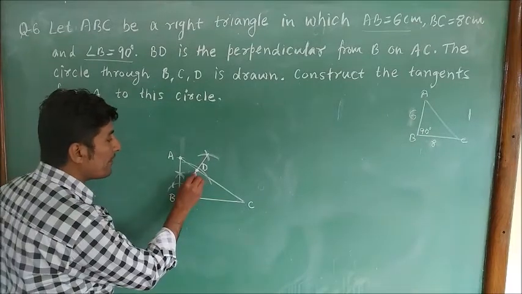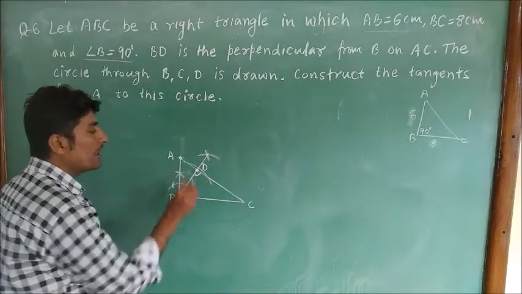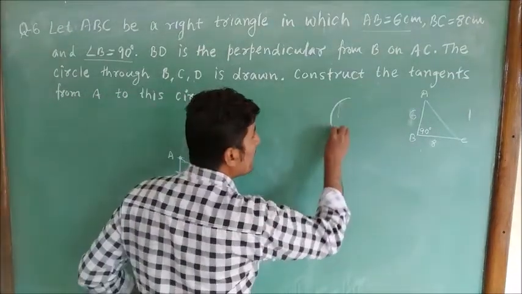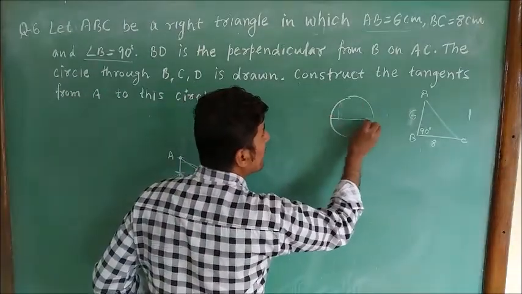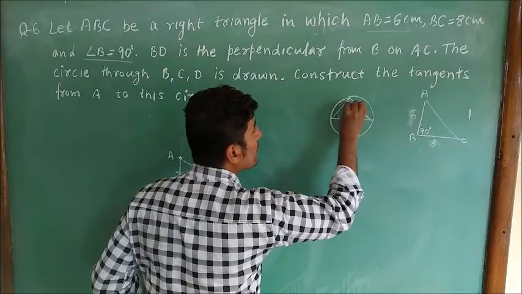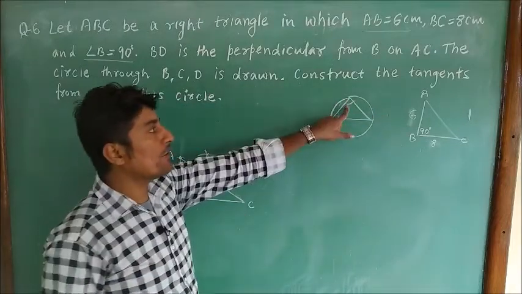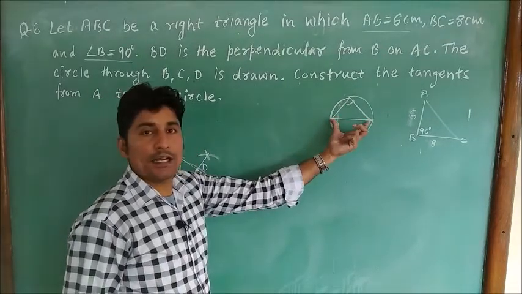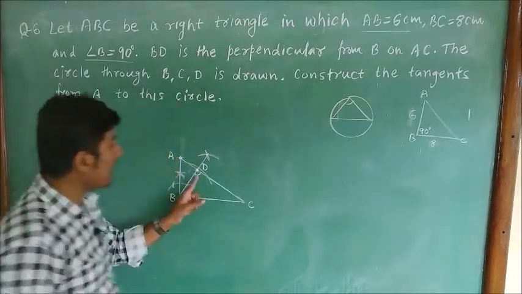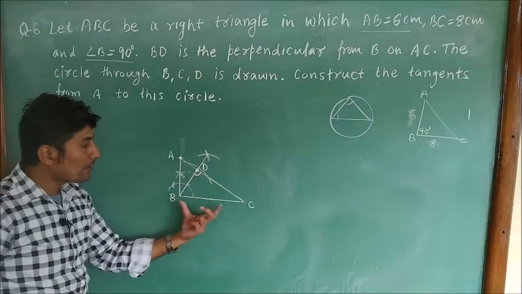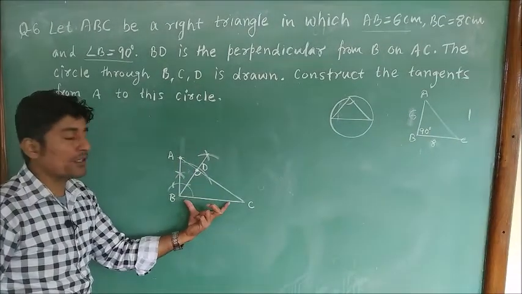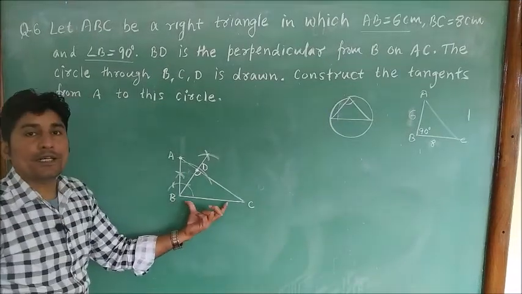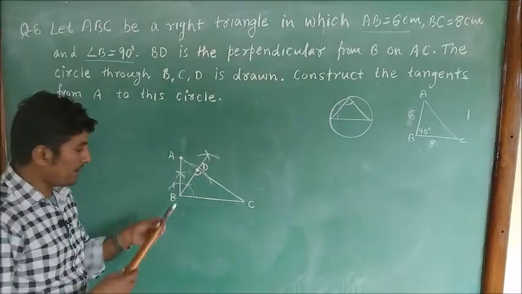As we know, the measurement of this angle is equal to 90 degrees. Let us consider one theorem from class 9. Angle in the semicircle is always equal to 90 degrees. If the measurement of this angle is 90 degrees, then this line must be the diameter. So here this angle is equal to 90 degrees. So BC is the diameter of the circle. So here we will bisect this BC to get the radius of the circle.